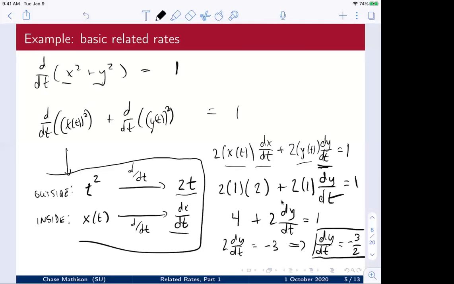Are there any questions? Question in the chat: is this a proof or a problem that could be on the exam? Yes, absolutely. This exact type of problem could definitely be on the exam. I wouldn't call it a proof per se. This is just an application of implicit differentiation. But yes, this type of problem would definitely be on the exam.